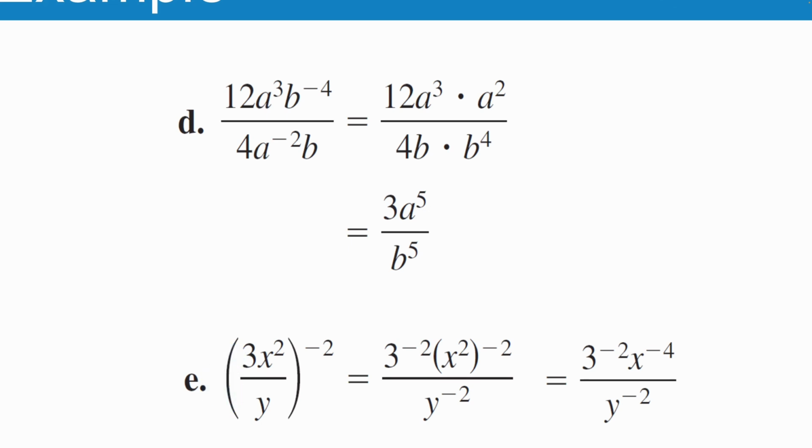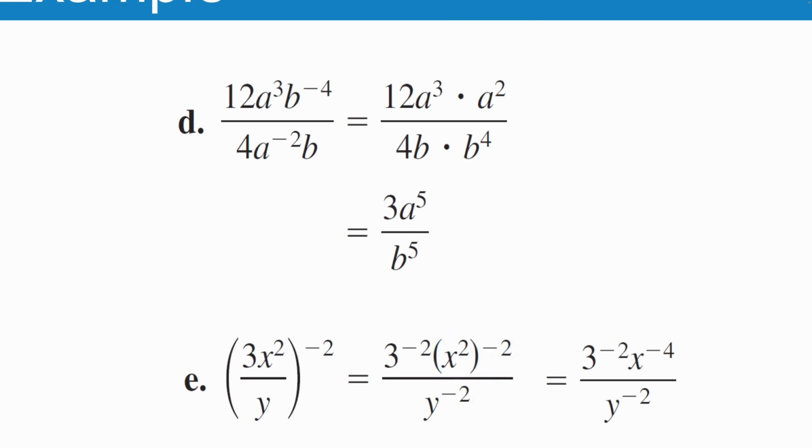So if it's negative, that means we flip it. Oh, actually, that's the first step I would have done, but that's not what they did. So let's go through what they did. They went ahead and distributed the negative 2 everywhere. So this x squared gets raised to the negative 2, and the y becomes negative 2.